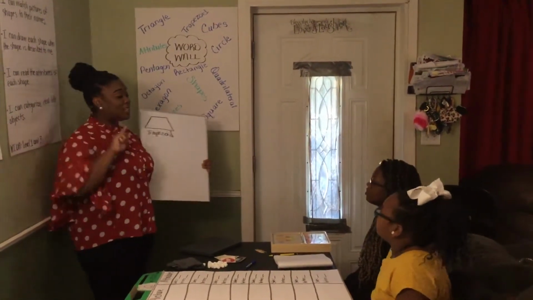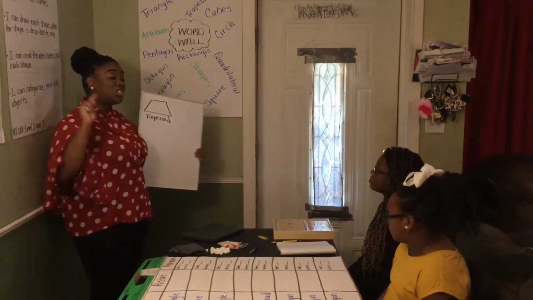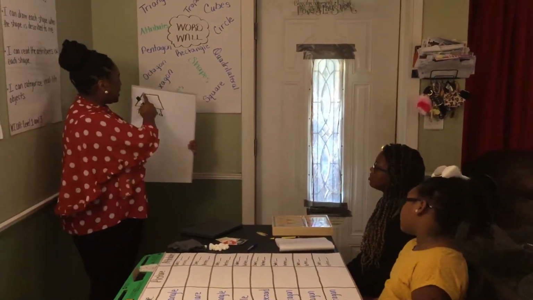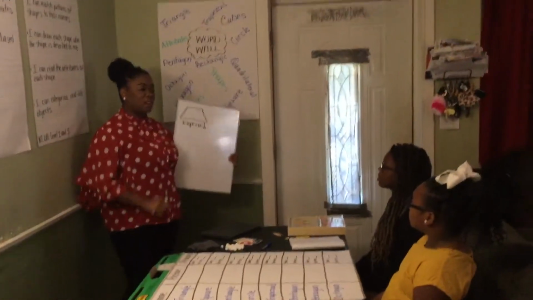Now, one thing we did not talk about with the other four shapes is that each shape has these things right here where the lines meet. Does anyone know what those are called?